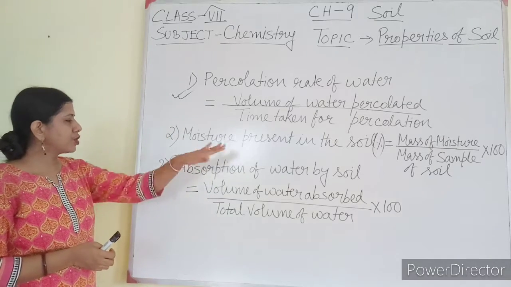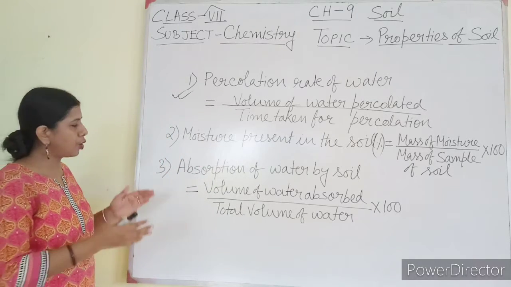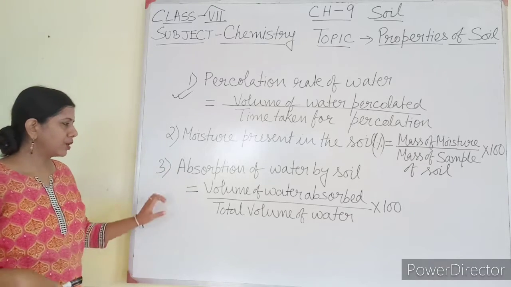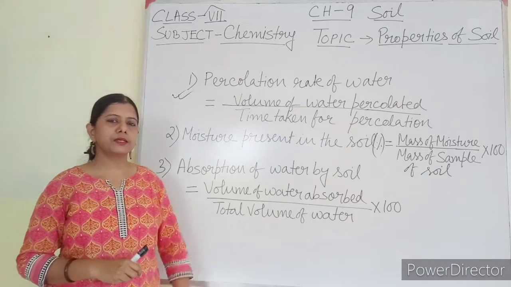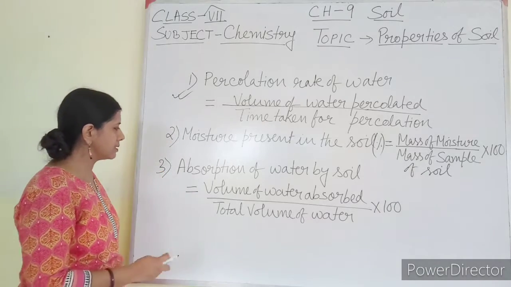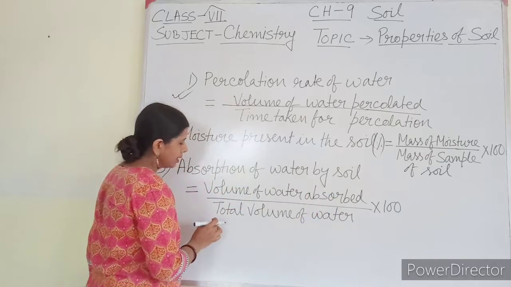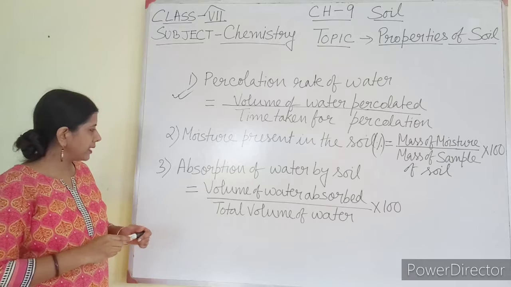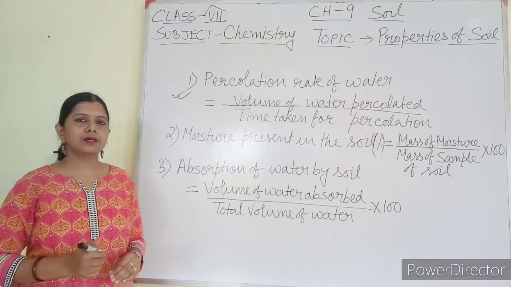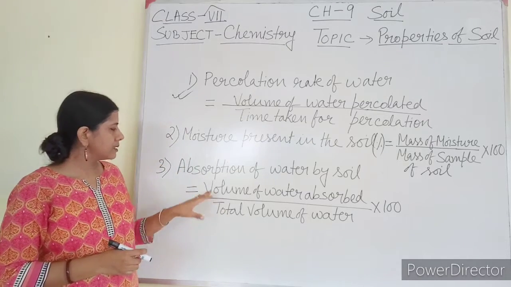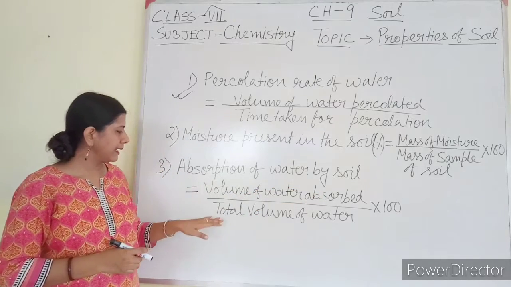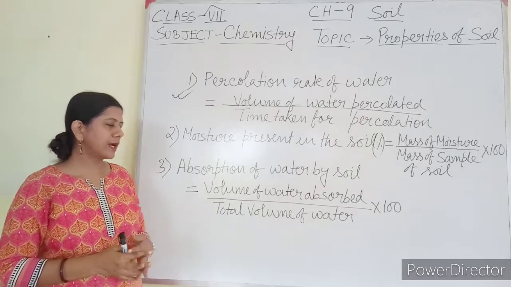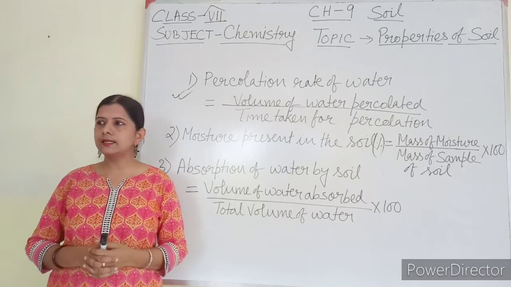Third one, absorption of water by the soil. How much water is going to be absorbed by the soil? Okay, so there is also a mathematical calculation. The calculation is volume of water absorbed by total volume of water into 100. In this way we can calculate the absorption of water by the soil. The formula is volume of water absorbed by total volume of water into 100%. Now how to calculate it? What is the way to find it out?